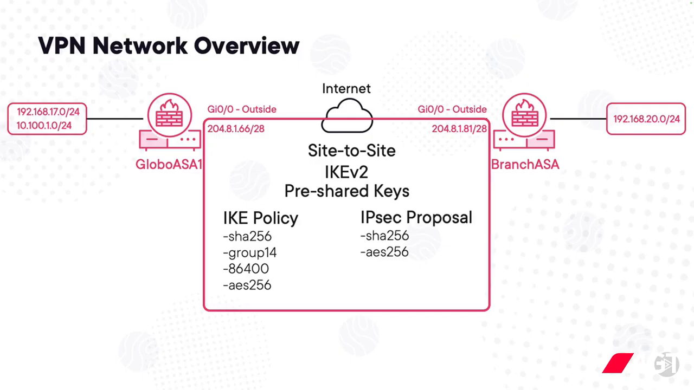The IPsec proposal will use SHA-256 for the hash and AES-256 for the encryption. And I will use perfect forward secrecy of Diffie-Hellman group 14. I wanted to point out that all these settings have been pre-configured on that branch ASA, with the only difference being that the local and remote traffic has been swapped in its crypto map ACL, and the branch ASA will point to the outside IP address of Global ASA 1.